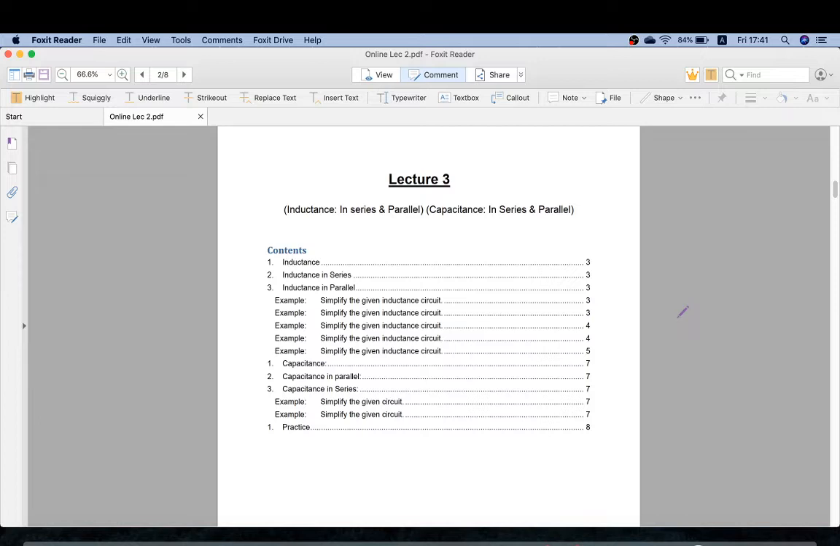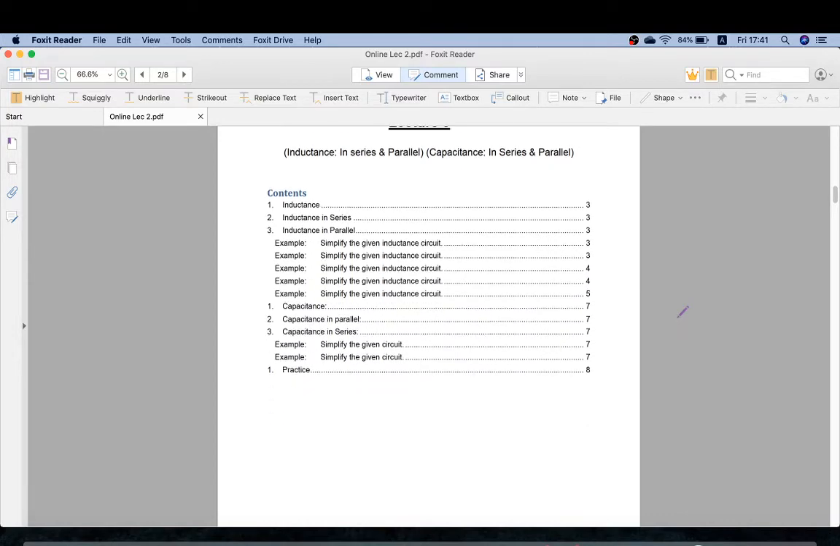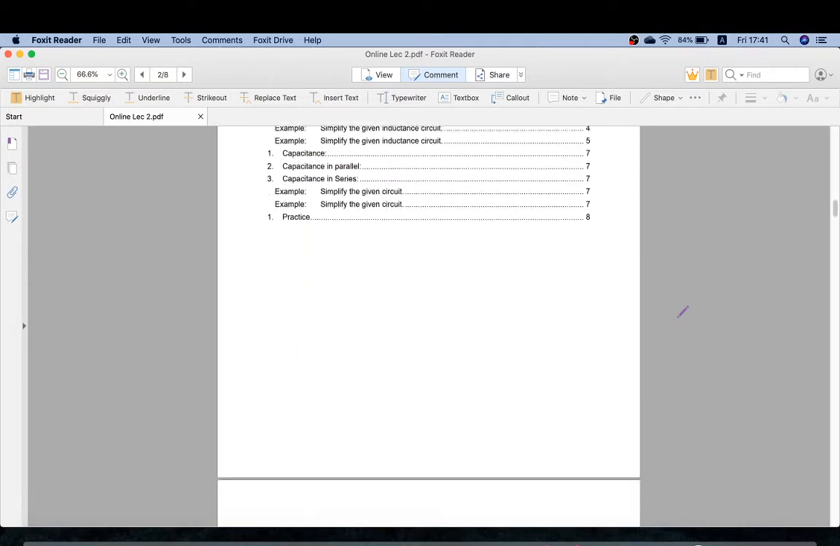the circuit, electronic circuits, you can see resistors, you can see inductors, and you can also see capacitors. So these are the components. We need to know how we solve them, if they are in series to each other or in parallel to each other. So let's start with the inductance.